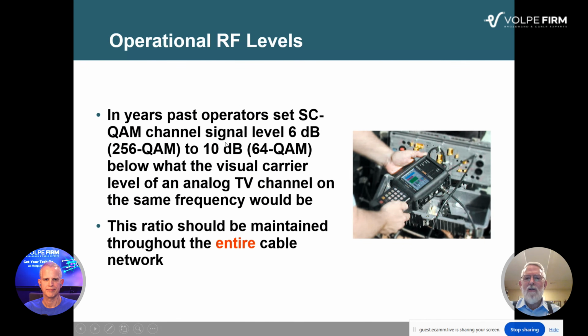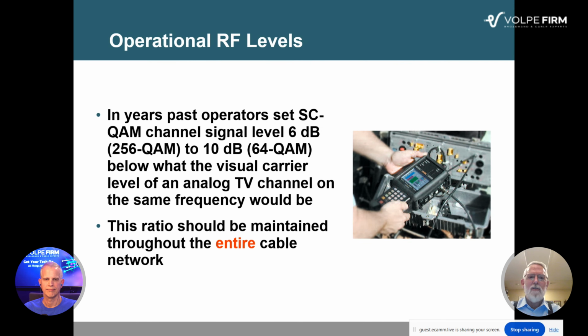All right, operational RF levels. We can't forget signal level. In years past, when we had a mix of digital channels and analog TV channels, we typically set the 64 QAM signals 10 dB down from analog visual carrier levels, and the 256 QAM 6 dB down. And if you still use those ratios in your outside plant, even though you may no longer have analog TV channels, you want to make sure that those ratios are maintained throughout the network.